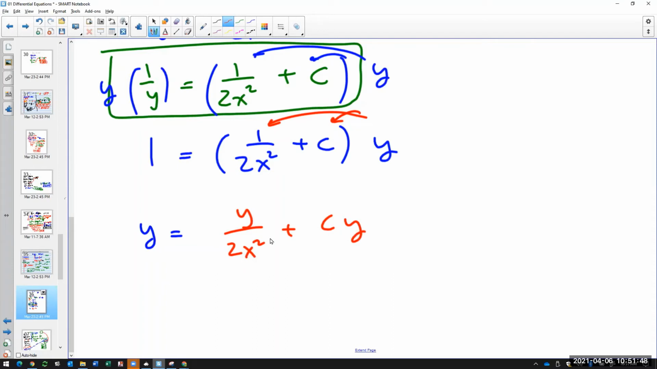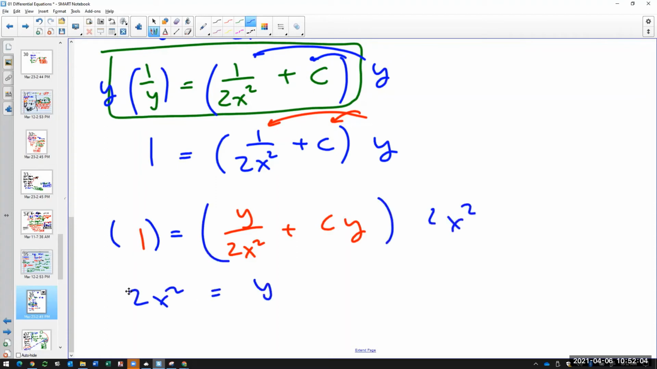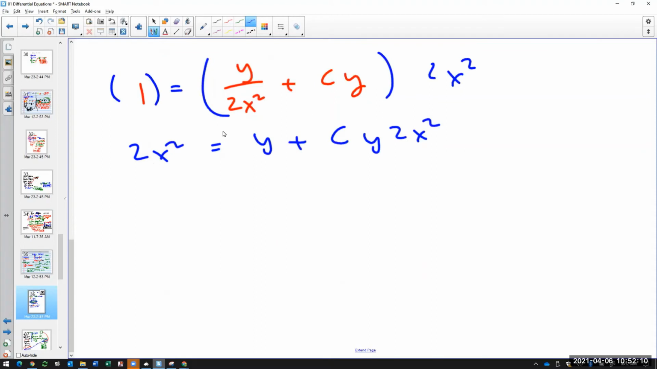Okay, how do I get rid of this 2x? Oops, this is a 1, sorry. Okay, how do I get rid of this 2x squared? Multiply everything by 2x squared. You guys good with that? Multiply this by 2x squared, multiply this by 2x squared, and so I'll get 2x squared is equal to y plus cy 2x squared. Okay, you just multiply by the denominator, and that helps you knock out the denominator basically.